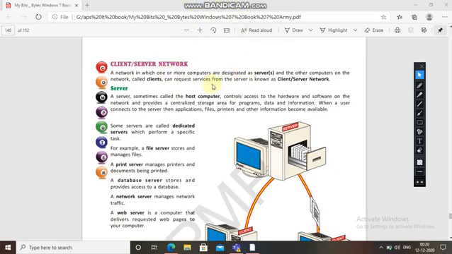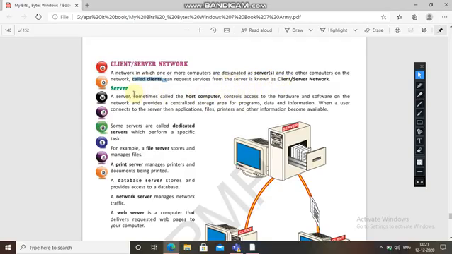A network in which one or more computers are designated as servers, and the other computers on the network are called clients, which can request services from the server, is known as a client-server network. They are made as servers, and the rest of the computers on the network are called clients. If they are requesting services from the server, then it is a client-server network.